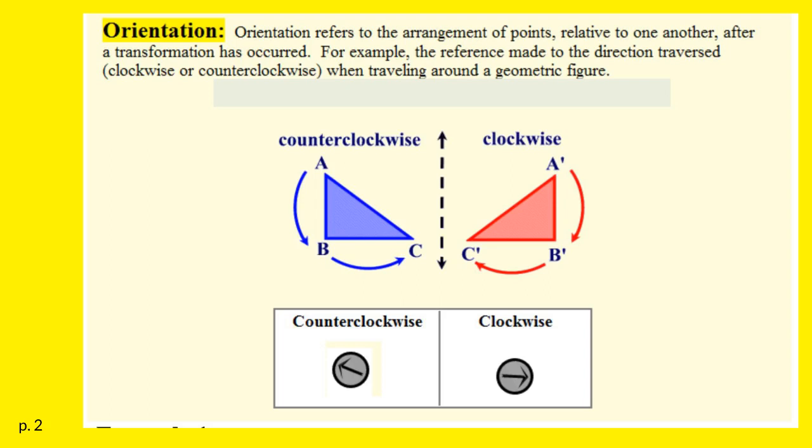This leads us nicely into our last vocab term that we're going to be covering for now, which is called orientation. So orientation refers to the arrangement of points relative to one another after a transformation has occurred. For example, the reference made to the direction traversed clockwise or counterclockwise when traveling around a geometric figure. So for example, we know that this is going to be our pre-image in this figure because we don't have those apostrophe signs next to our vertex names. And so this is our pre-image.